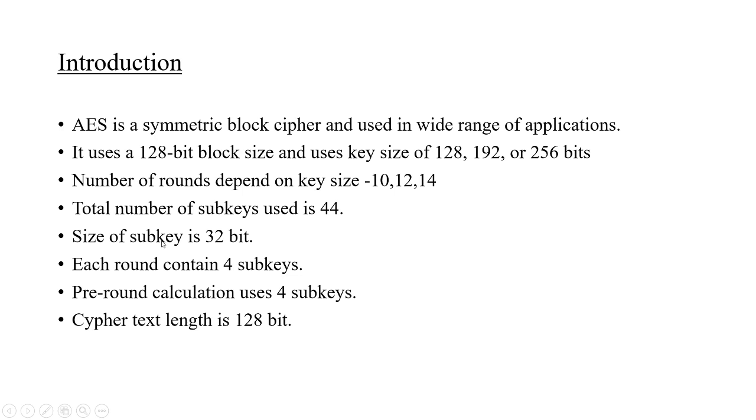The size of one subkey is 32 bit, which can be represented as 4 bytes. In each round, there are 10 rounds, so each round contains 4 subkeys. So there are 10 rounds, 10 into 4, that is 40. The remaining 4 are used for pre-round calculation. That is, before round 1, it uses 4 subkeys for the pre-round calculation. And the ciphertext at the output is also 128 bit.